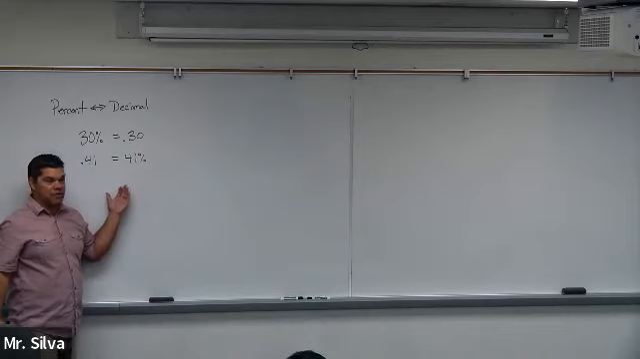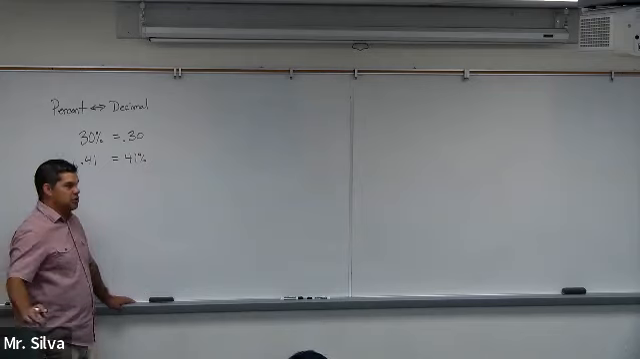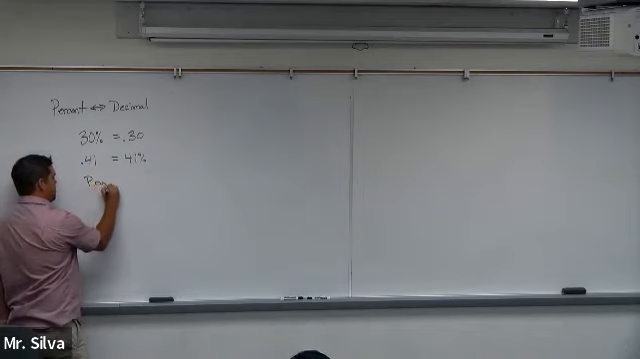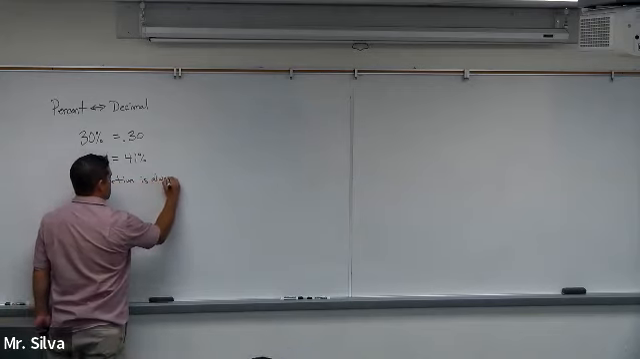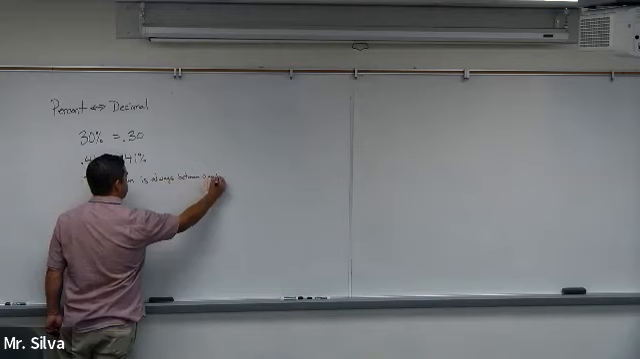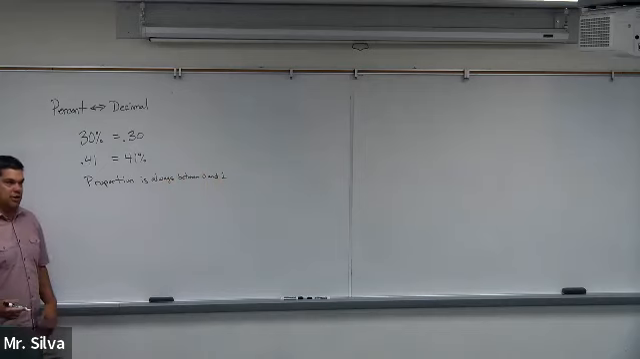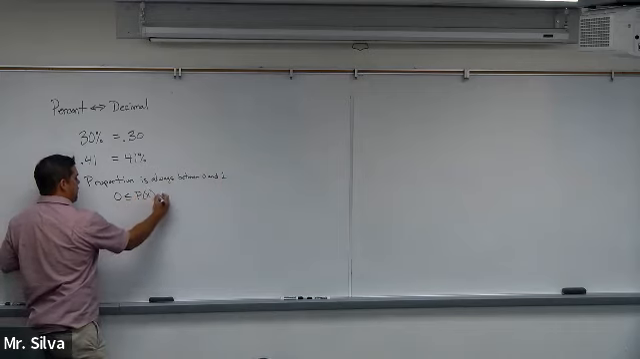A lot of students get confused with that. Percents and decimals are always a number between 0 and 1. Okay, so when you have a percent, this is the notation that we use, a proportion or a percentage. A proportion is always between 0 and 1. So here's the notation. The notation looks like this: 0 less than or equal to probability, and usually we use P of X.